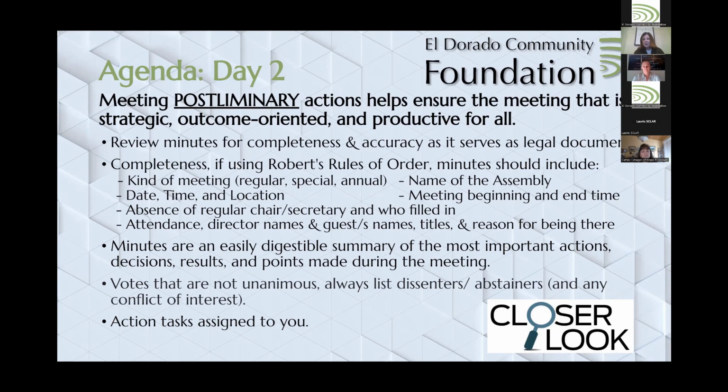Votes that are not unanimous, you always should list who dissented or abstained, and if there was a conflict of interest, the reason for that person abstaining. So that's super important, again, to capture that. Again, if somebody comes in, well, I heard so-and-so did not like that. You are correct. So-and-so did vote no on this. However, the rest were yes votes.